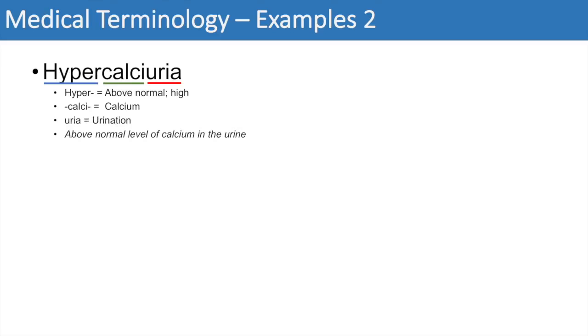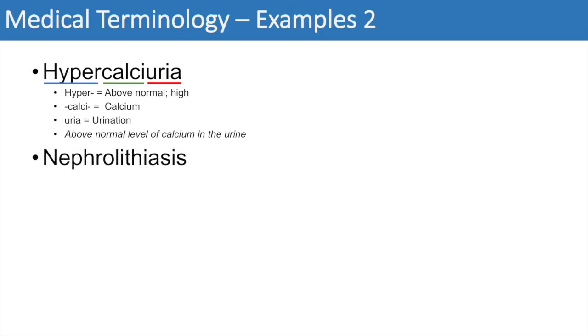Some other examples include hypercalciuria. So again, we just break it down. Hyper means above normal or high. Calci means something to do with calcium. And uria means urination. So what does this mean? When you put it all together, it means above normal level of calcium in the urine.